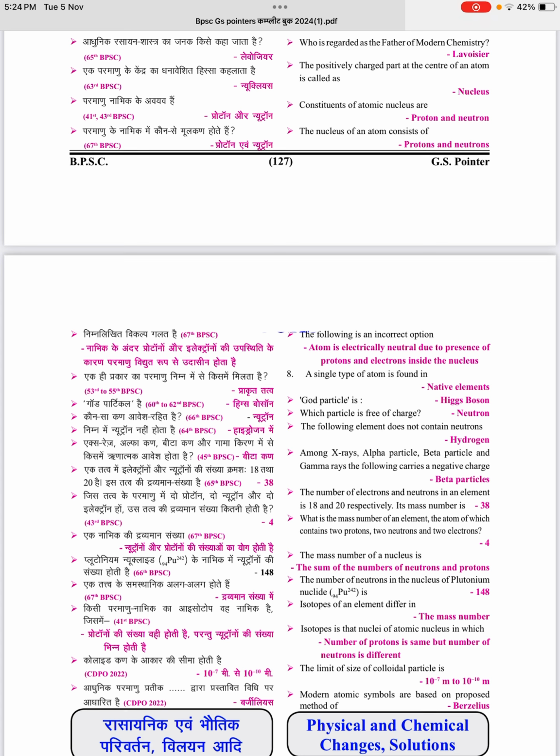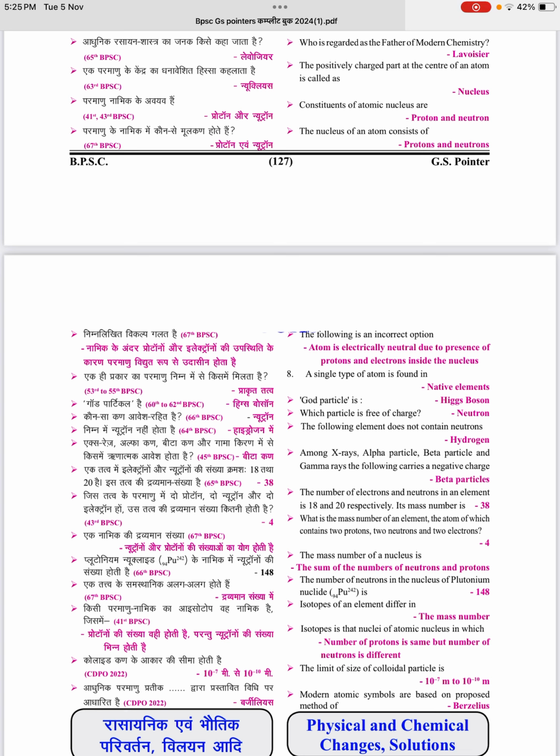The number of electrons and neutrons in an element is 18 and 20. Its mass number is 38, because number of electrons is equal to number of protons, and mass number is equal to number of neutrons plus protons. What is the mass number of an element, the atom of which contains 2 protons, 2 neutrons and 2 electrons? 4. The mass number of a nucleus is the sum of the number of neutrons and protons.